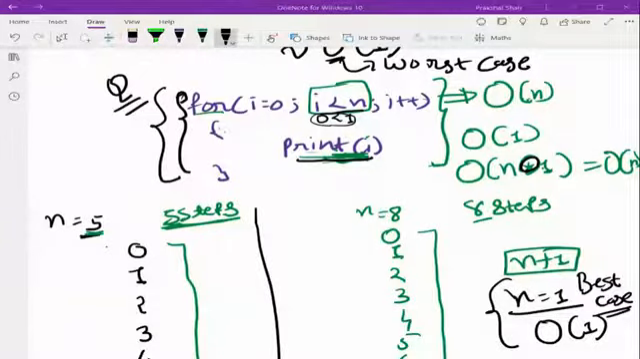Okay, that is why if my n is equal to one here, it will perform the best case. It will be order of one. Every order of one will be the best case.